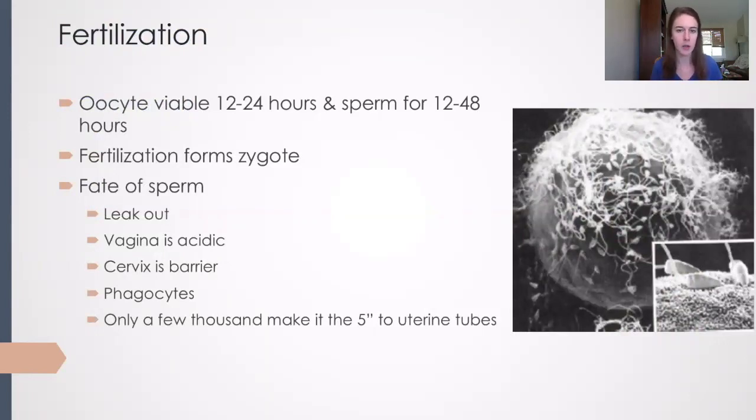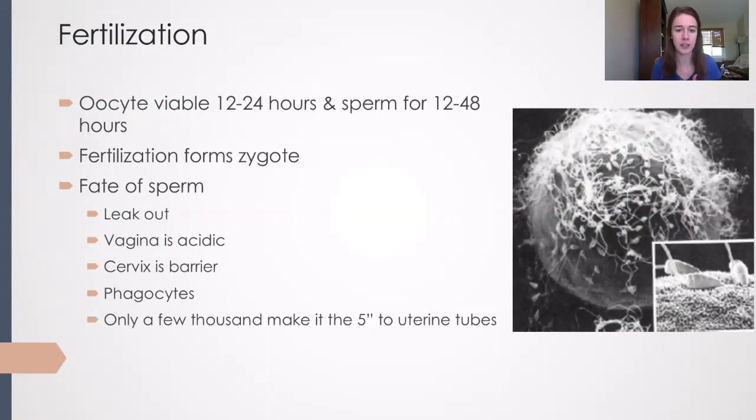Sperm can last quite a bit longer, about 12 to 48 hours. So you have a window of fertility. So you can have sex a day before you ovulate and probably still get pregnant. But after you ovulate, the next day, your chances are basically nothing because that oocyte will no longer be viable.